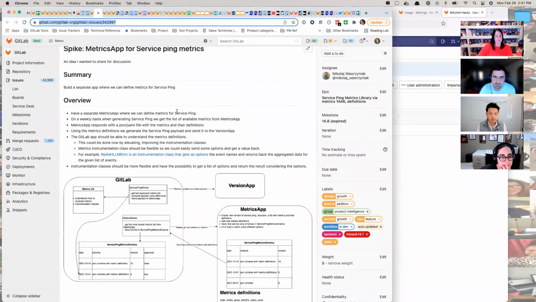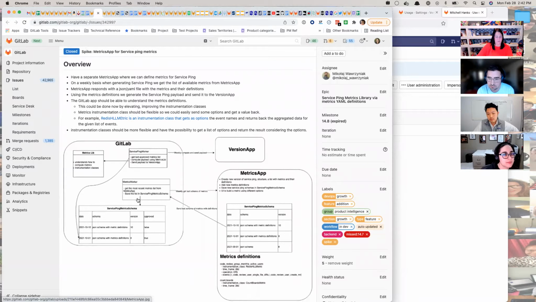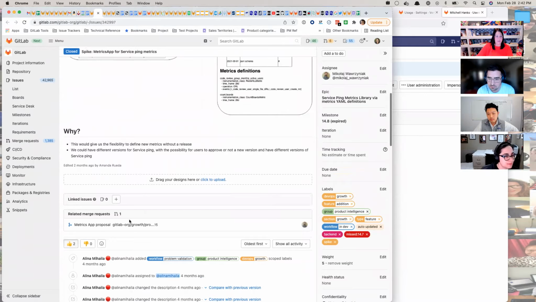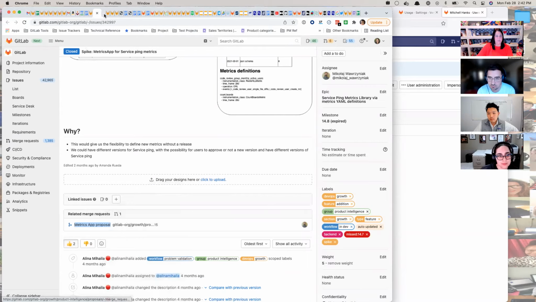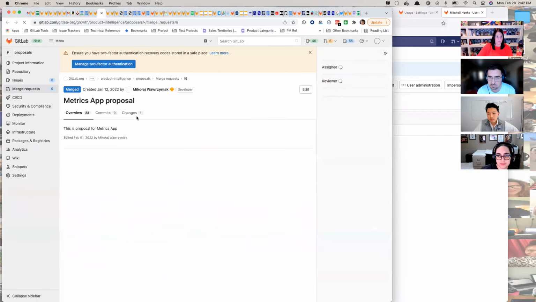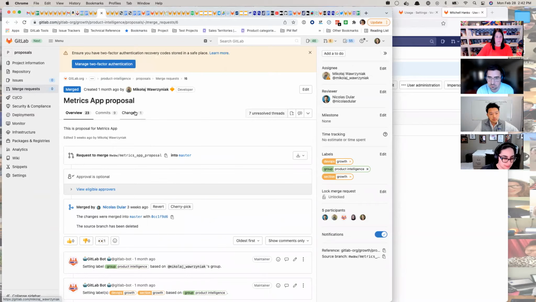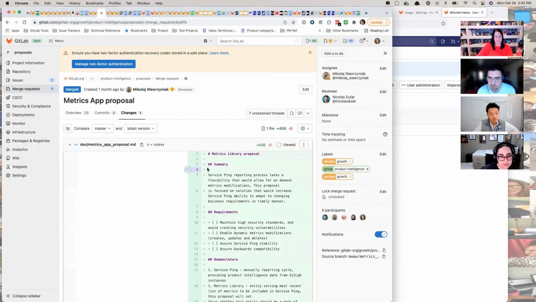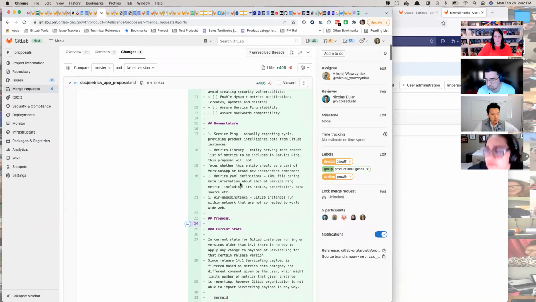So an engineer had an idea for creating a separate app for service ping metrics. So she dug in and created this overview. And then this is what she merged. She actually merged the proposal, which we then took even further. Actually, Nikolai merged the proposal. And what he ended up providing was two options.